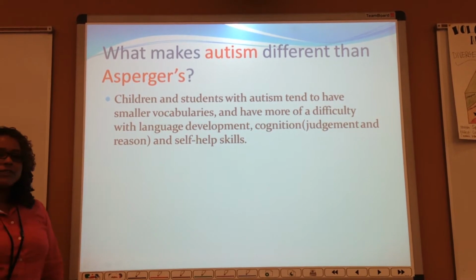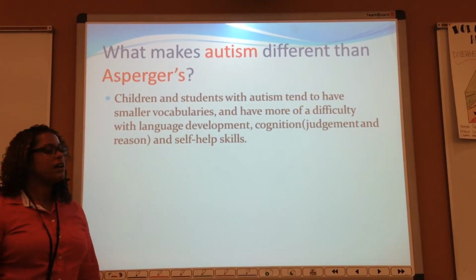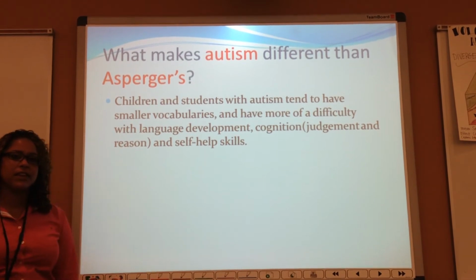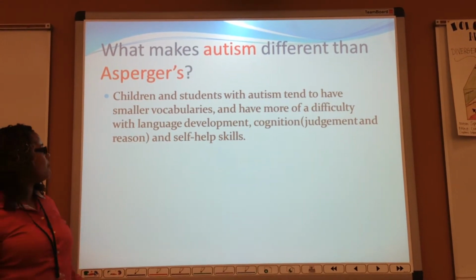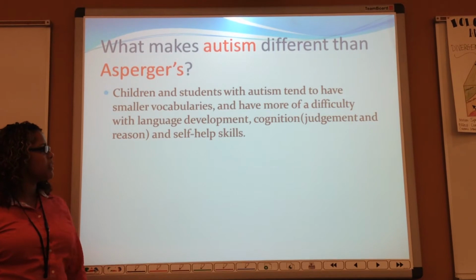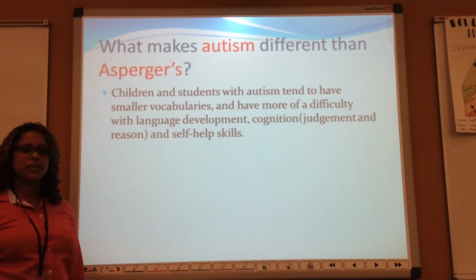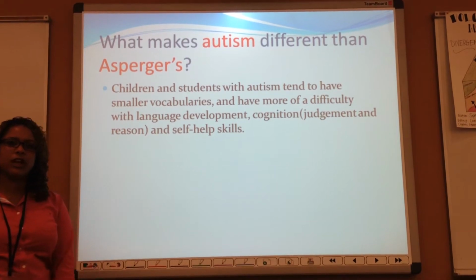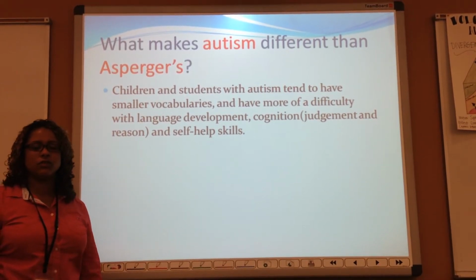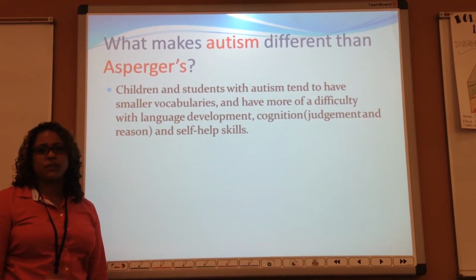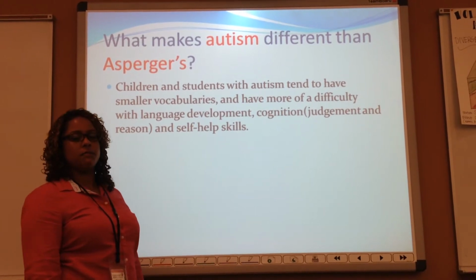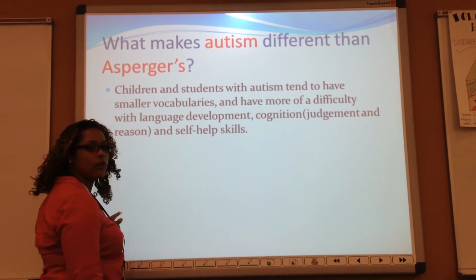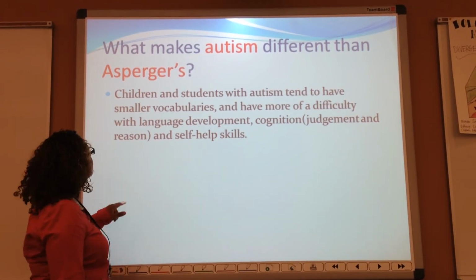What makes autism different than Asperger's? Children or students with autism tend to have smaller vocabularies. They tend to have problems with language development, cognition, which is judgment and reasoning, empathy, and self-help skills. A lot of children, students, and adults with Asperger's are still able to function, and then there are some people with autism who are not able to function, depending on where they're at in the spectrum.